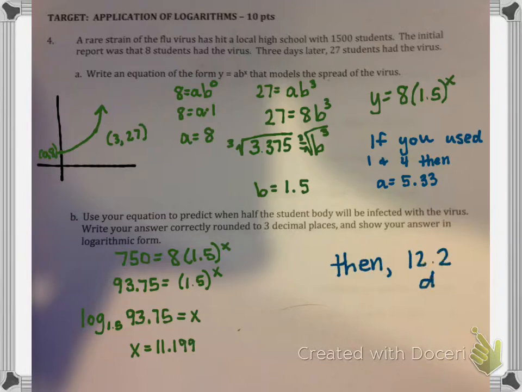Okay, so if you did it with the green equation, you got 11.199. However, if you did it with 1 and 4, then you should have gotten 12.199. And I know I wrote 12.2, it should have been 12.199. Because it's exactly 1 day later, 1 day more, because you set it up 1 day shifted to the right. But the process is exactly the same.